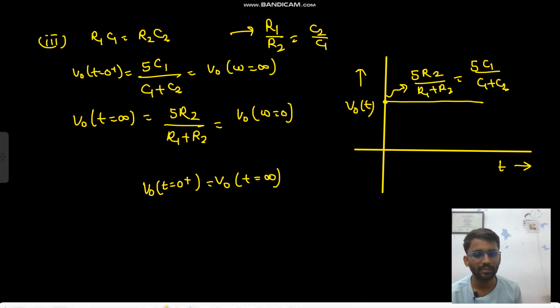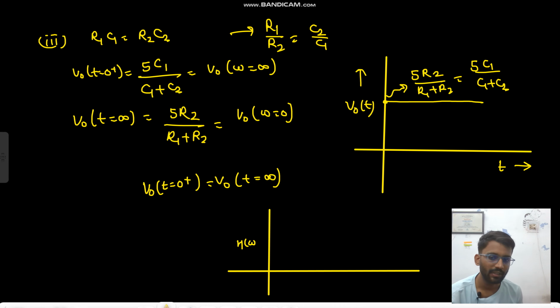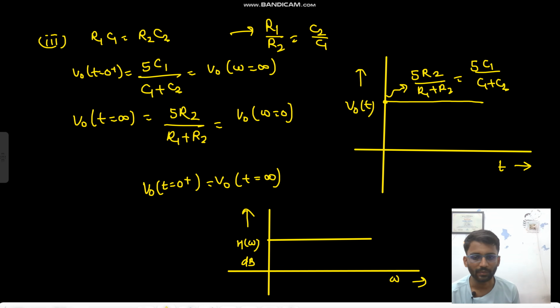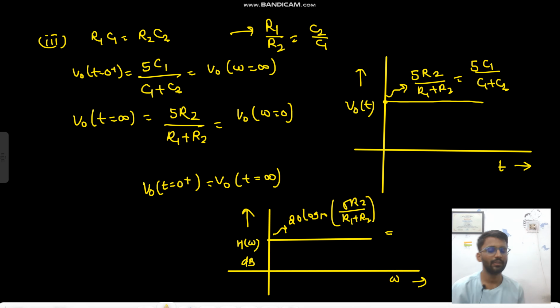Okay. And what will be the Bode plot? A DC value, right? The Bode plot will also be a DC value, H of omega, or V naught by Vs in dB versus omega. So it will be a DC value. This will be 20 log 5 R2 upon R1 plus R2. So it will be a DC value.